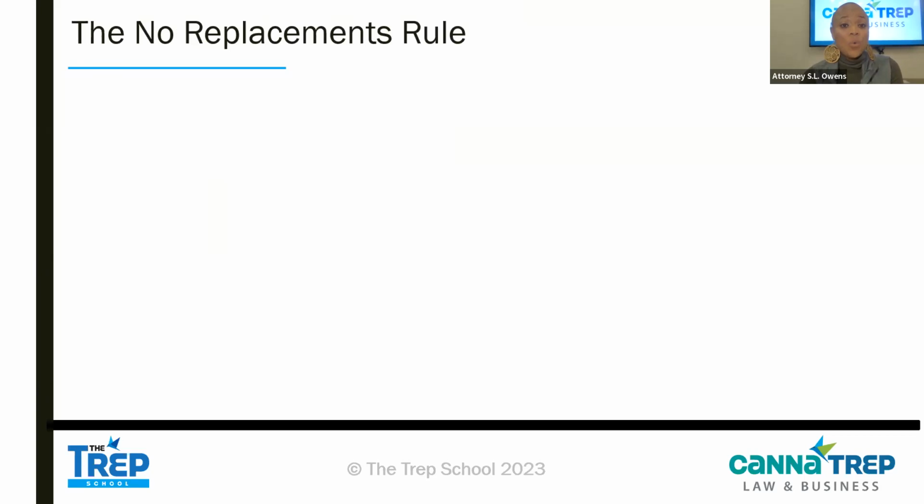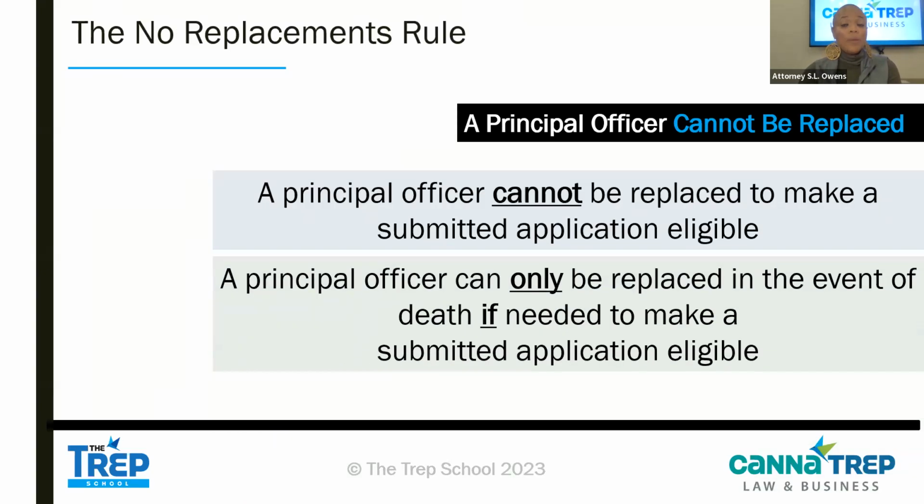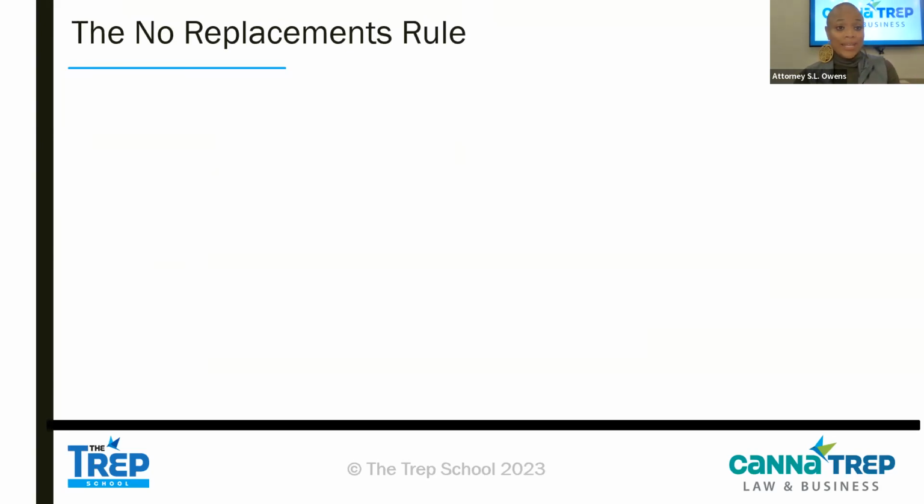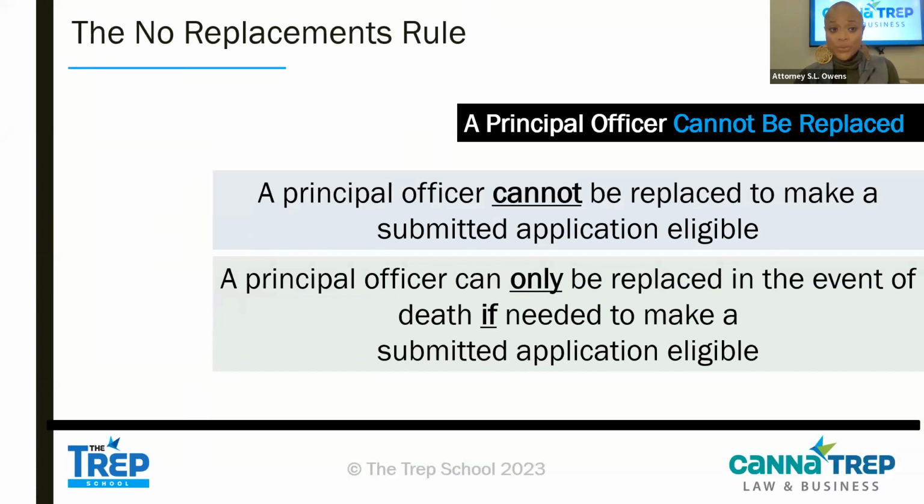Next, there is a no replacement rule. A principal officer cannot be replaced to make a submitted application eligible. A principal officer can only be replaced in the event of death if needed to make a submitted application eligible. So I'm going to walk you through this a little bit more. A principal officer can resign to make your team eligible. So if on their resignation you become eligible, good, great. But if they resign and you're still not eligible, you don't get to replace them to make yourself eligible. The only way you can replace a principal officer is if they die, and them dying makes you ineligible.